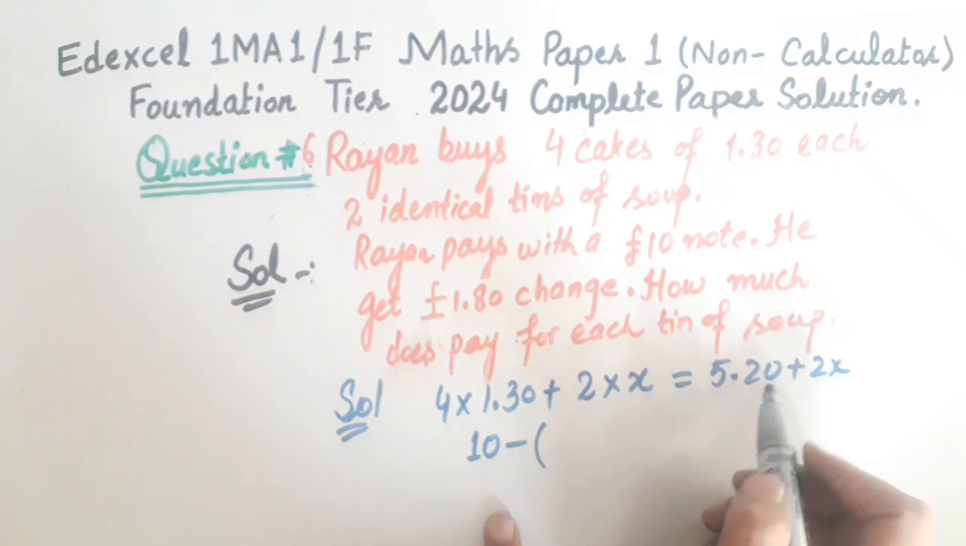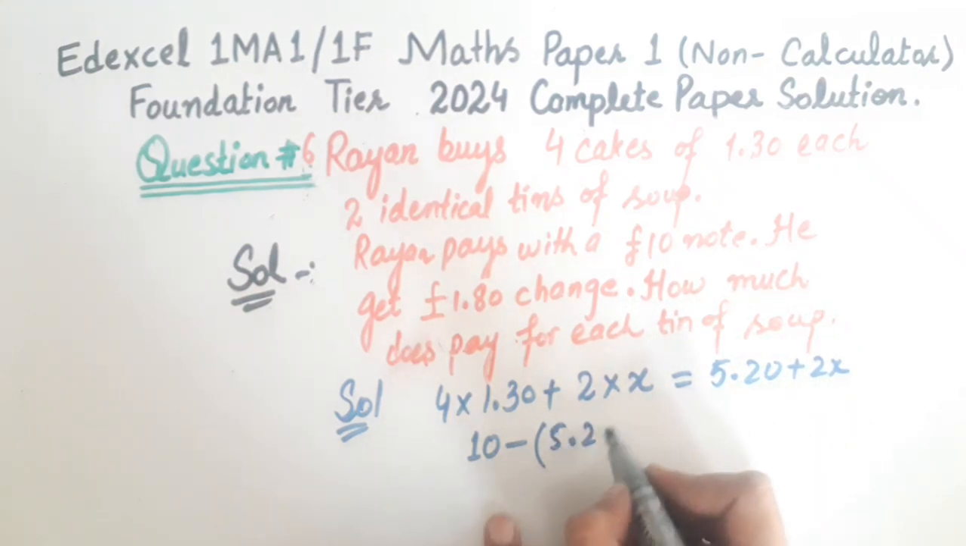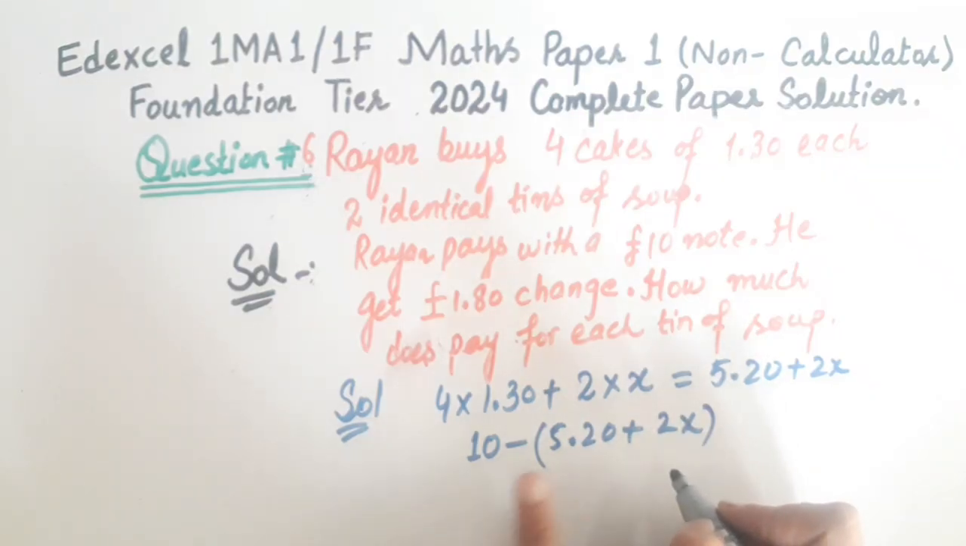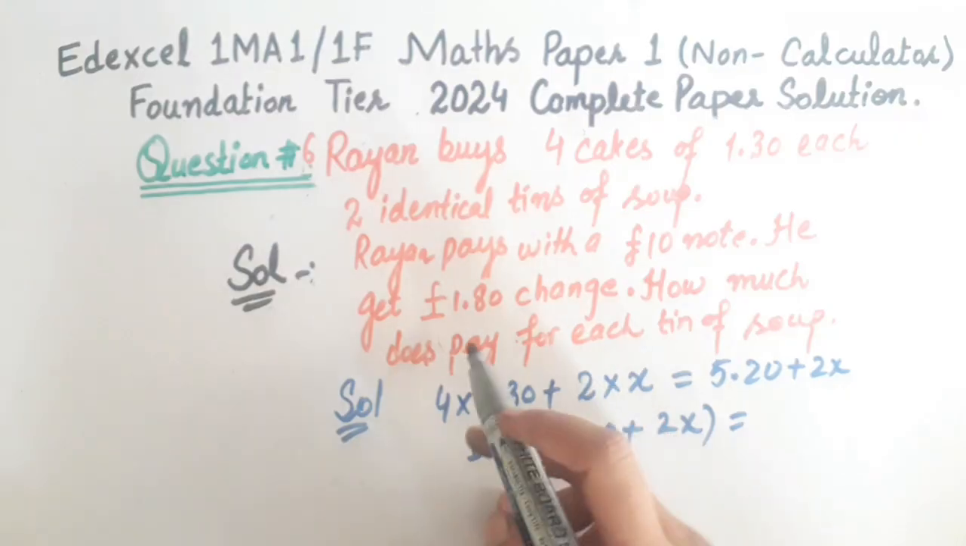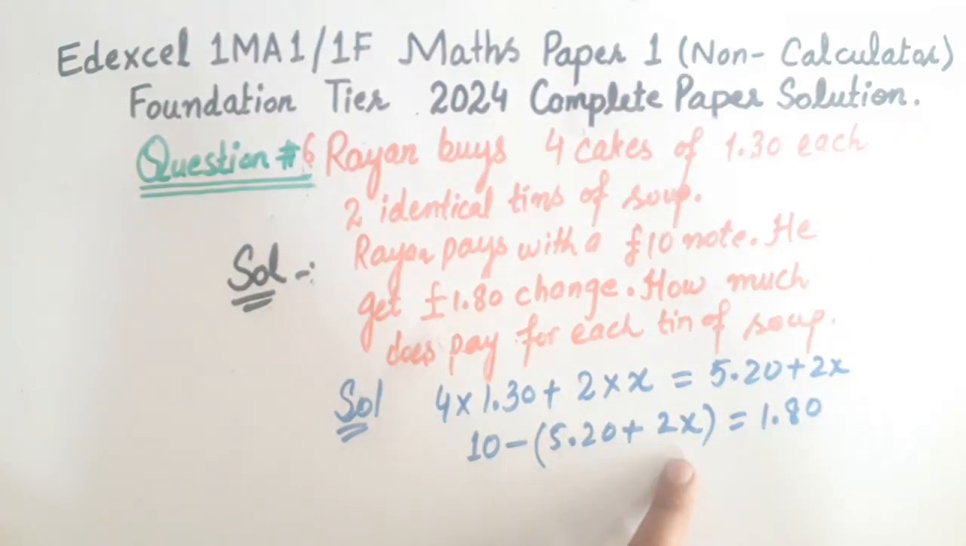equals what the price is, 5.20 plus 2x. This is the price and he gives 10 euros. So he gets the change of 1.80. Now we have to find the value of x.